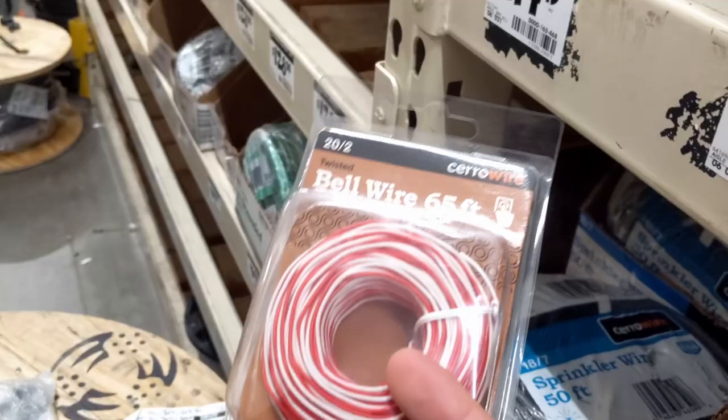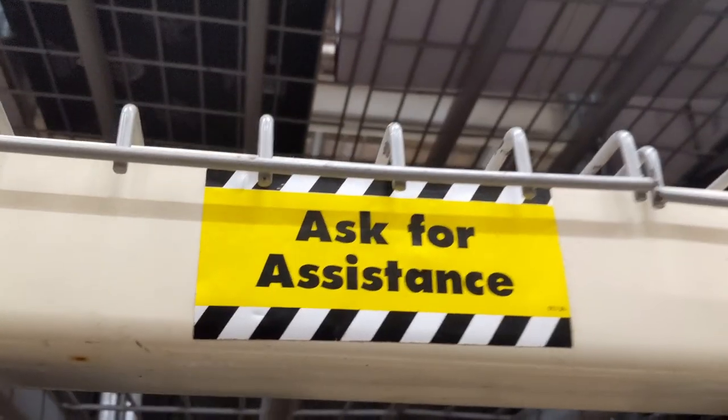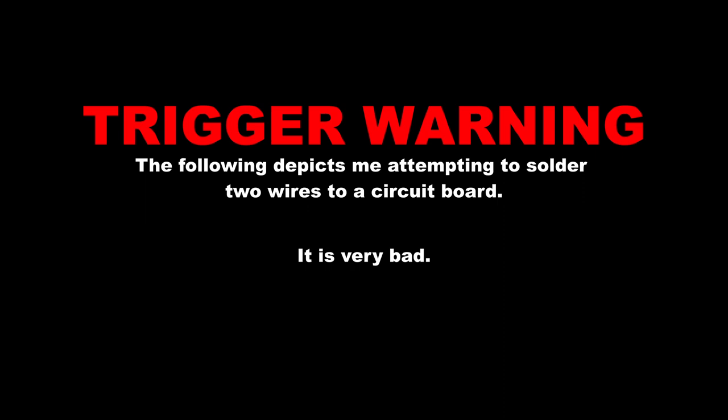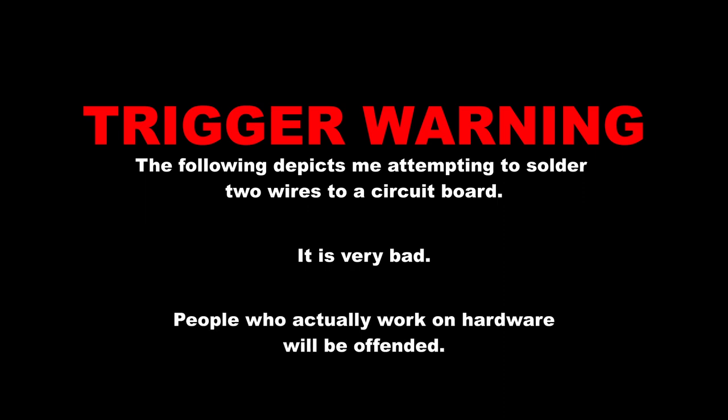Well, okay, actually, the first step is to go to Home Depot and get some wire. Ask for assistance. They don't even give you an option. They're just like, I think you're gonna need assistance. Just ask for it already. Okay, now it's solder time. By the way, I'm just going to reiterate that my soldering here is offensively bad, so just a warning.